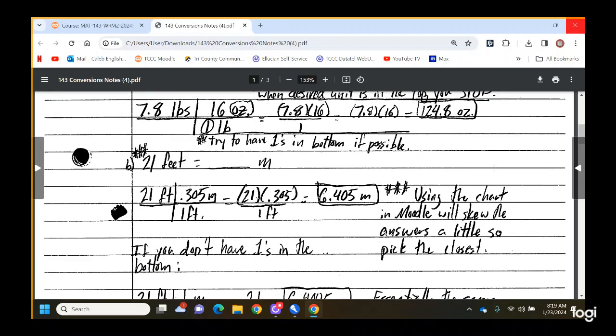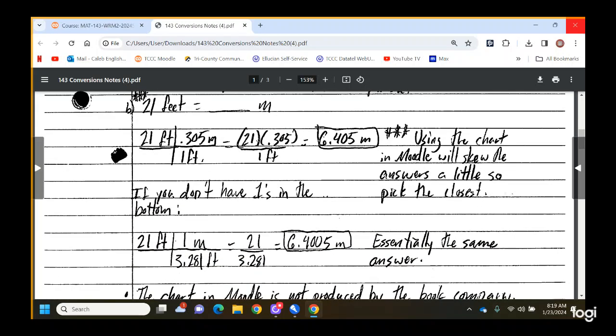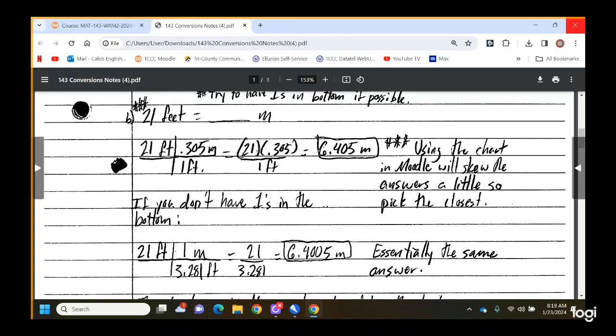Again, remember that the conversion chart in Moodle was not made by the textbook company. So your answers, and you probably saw this when you did Conversions Lab 1, some of the answers that you got were not exact. Every year I get people that message me and say, hey, the answer I got wasn't in Moodle. They may not have watched the videos, so it is what it is.